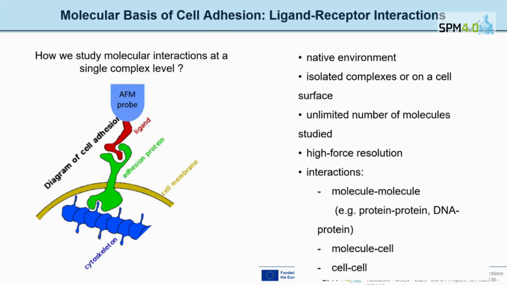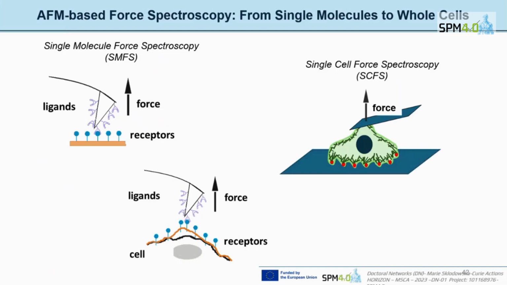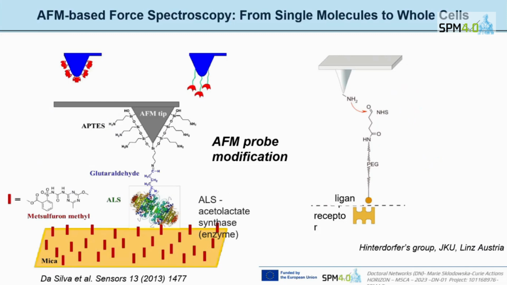We have to study many molecules, use high force resolution, and do a lot of experiments. That's the truth. I already mentioned that we can have different configurations: receptors on the substrate, ligands on the probe, receptors on the cell, ligands on the cell, also a cell as a probe. Later I will show you other new improvements shown in recent years. The crucial element for this experiment is probe modification.